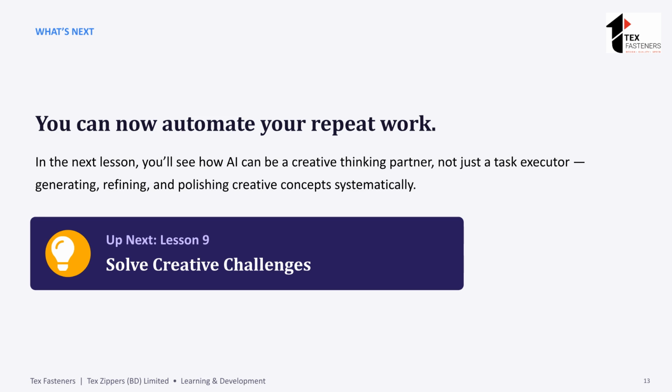You can now automate repeatable work by connecting multiple steps into a single workflow. But AI can do more than execute tasks. It can also become a creative thinking partner. In the next lesson, you'll learn how to use Gemini to generate, refine, and polish creative concepts systematically. You'll move from automating repeat work to solving creative challenges. Get ready for Lesson 9, Solve Creative Challenges.